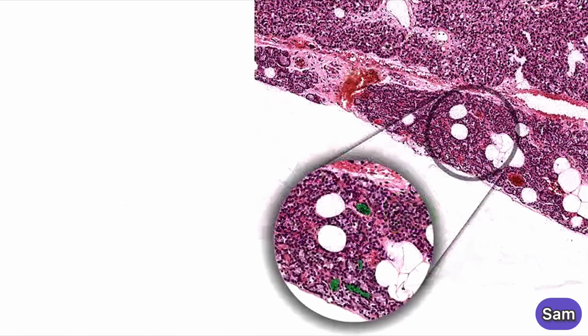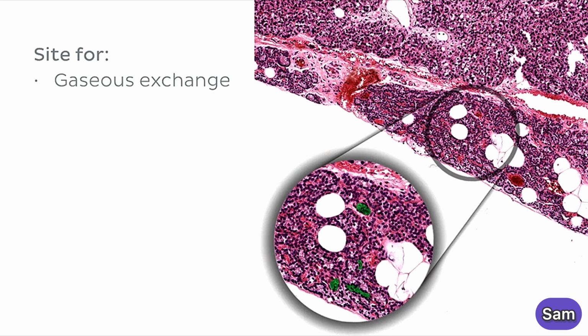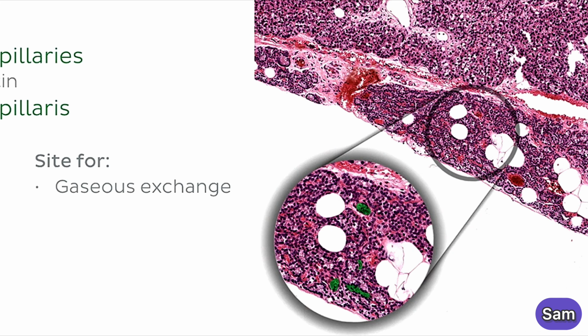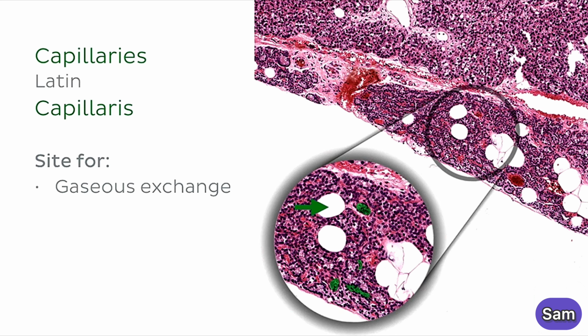In order for gaseous exchange to occur, the blood needs to travel into capillaries, a few of which we can see now highlighted in green. They are also necessary for hormones produced by the parathyroid gland to be released into the bloodstream so they can be circulated around the body.